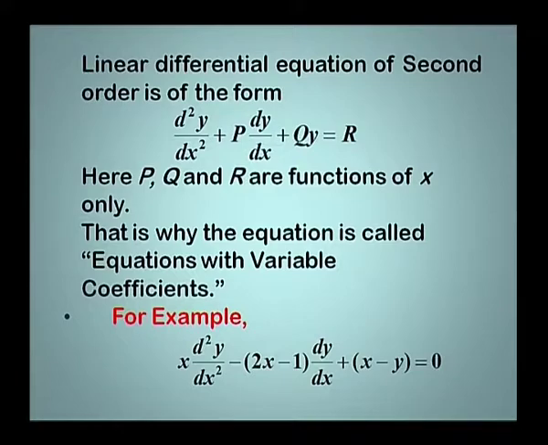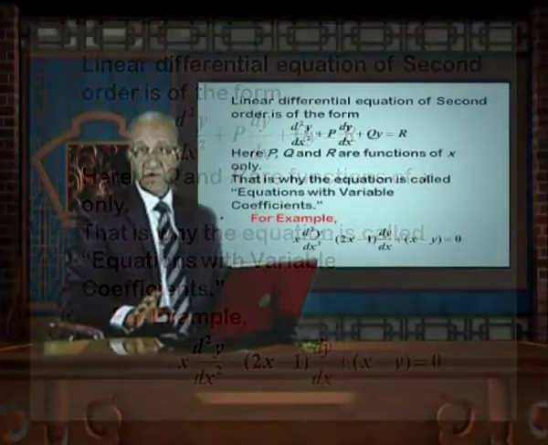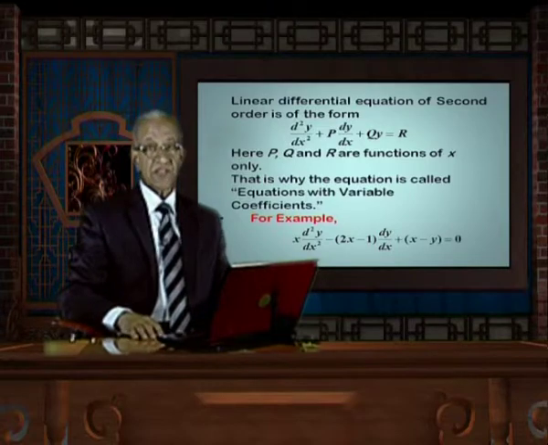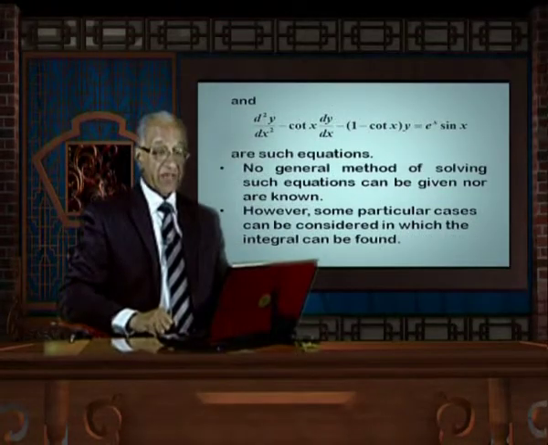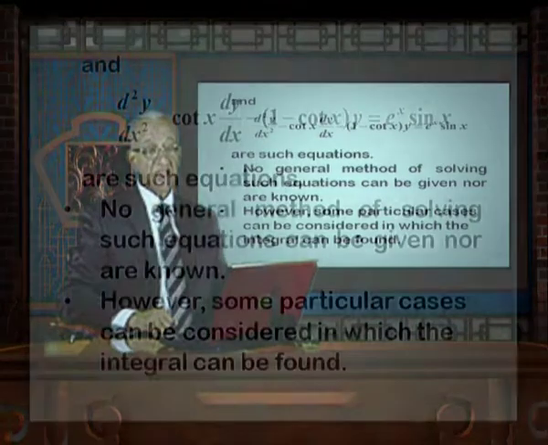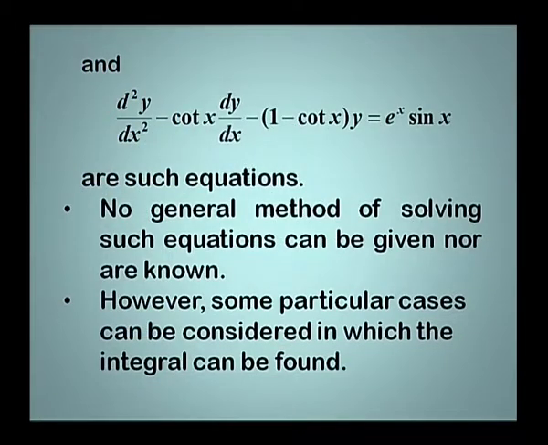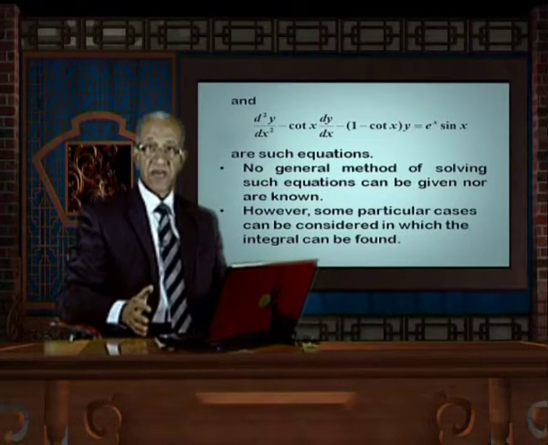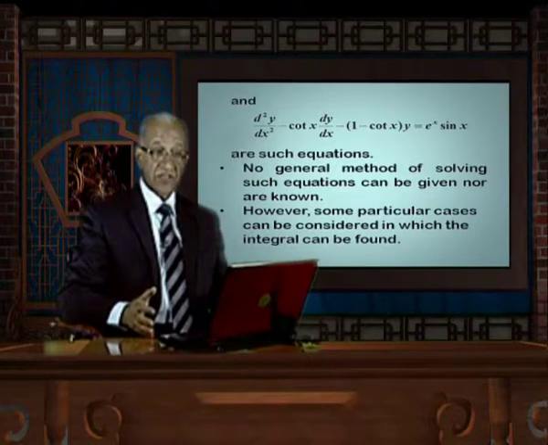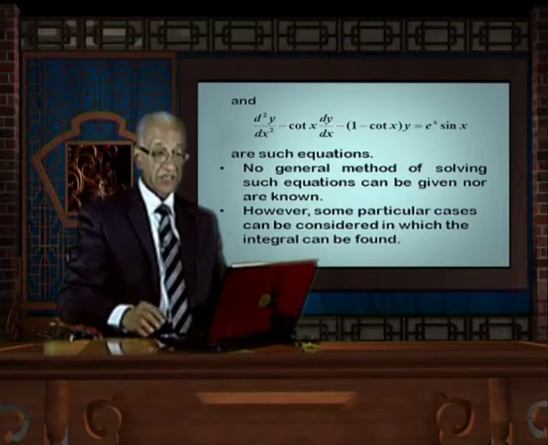It could be 0 as well. For example, this is the first problem that we are dealing with: x d2y upon dx square minus (2x minus 1) dy upon dx plus (x minus 1) y equal to 0. And we have d2y upon dx square minus cot x dy upon dx minus (1 minus cot x) y equal to e to the power x sin x. Note that on the right hand side, the capital R in the fundamental equation is purely a function of x. It could be 0, or it could be any constant.